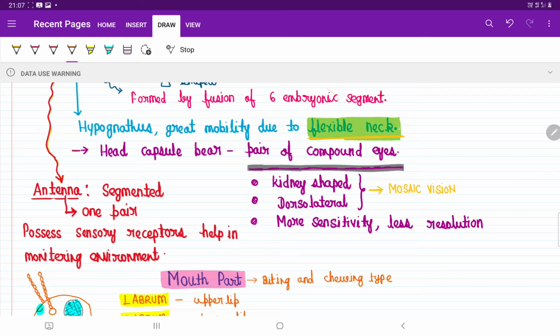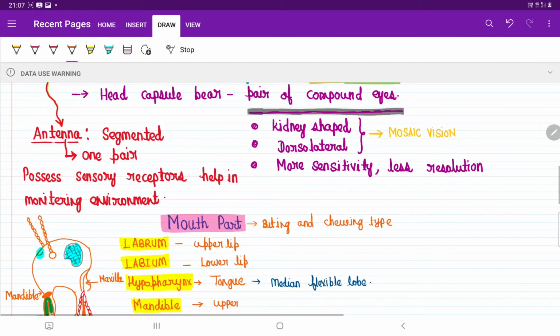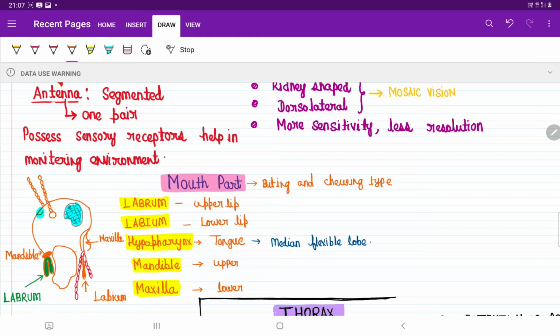The resolution of their eye is not good, but even low intensity of light they are quite sensitive to. That's why they can see at night. In the head, one pair of compound eyes is present, and that is for vision. You see, these are the compound eyes. And are you observing two thread-like structures?